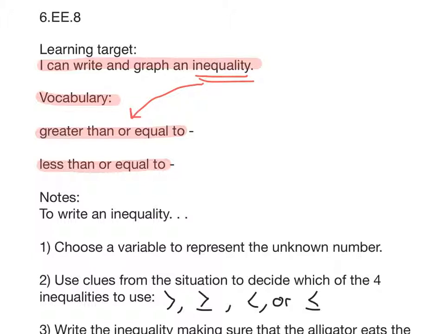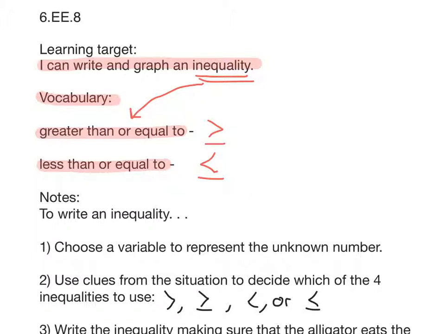Okay, so the vocabulary definitions. Greater than or equal to is exactly what it says. It's greater than or it's equal to. The symbol you use is the greater than symbol with the half of an equal sign underneath. Less than or equal to is a less than sign with an equal sign underneath.